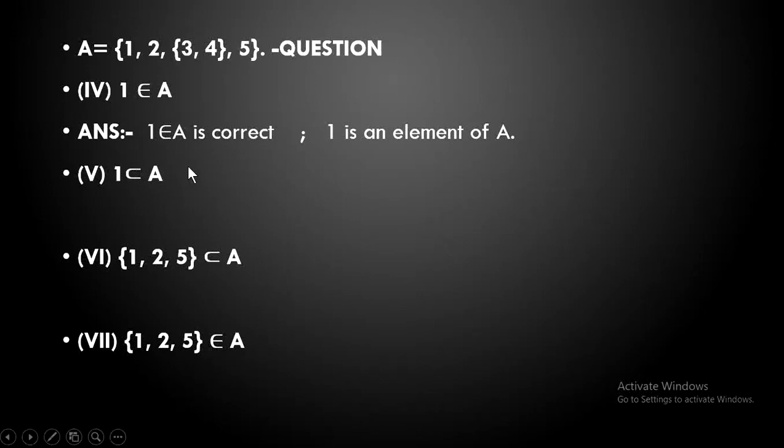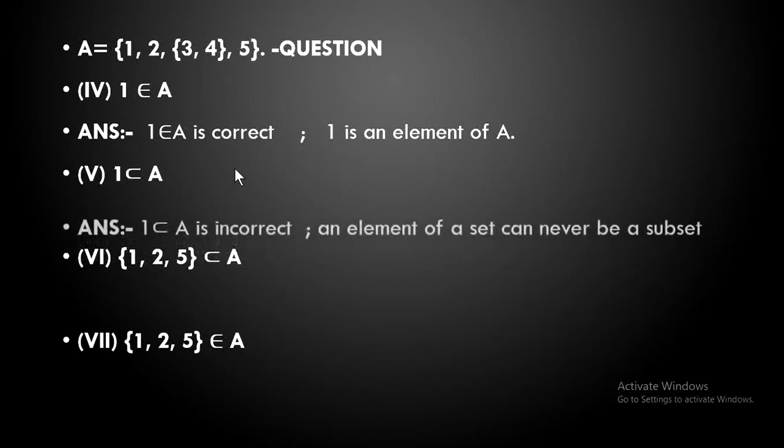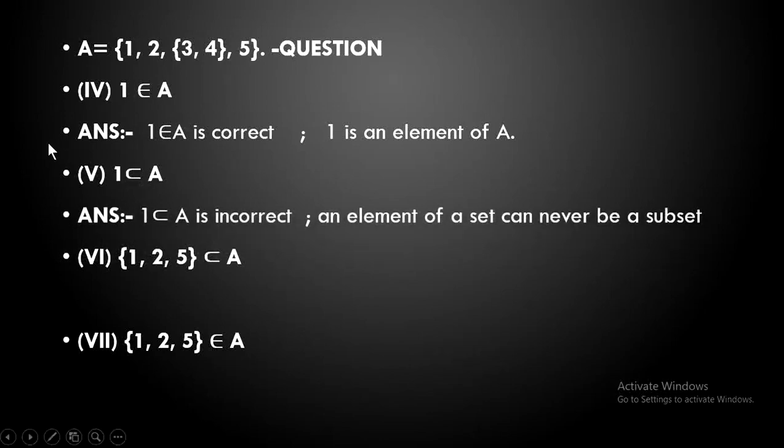If the person would have written the set of A, if they would have written this 1 in curly brackets and set, then it could have been a subset of A, because only a set can be called a subset and an element only can belong to a set. So there is a difference between an element and a set. This is completely an element. It is not a set. So this statement is incorrect because an element of a set can never be a subset.